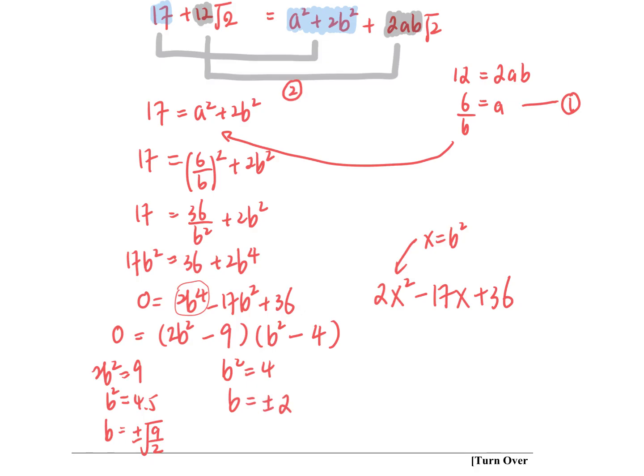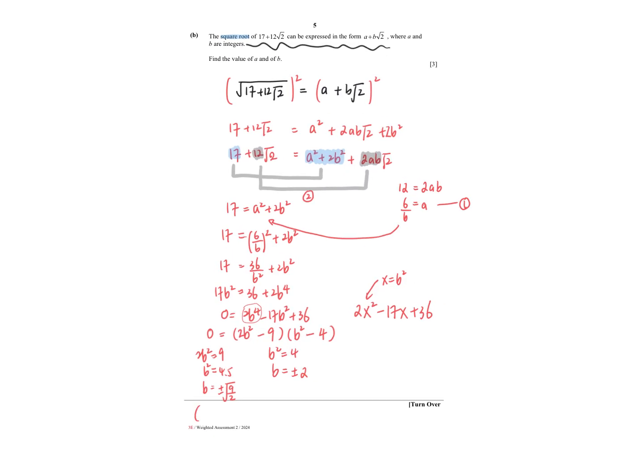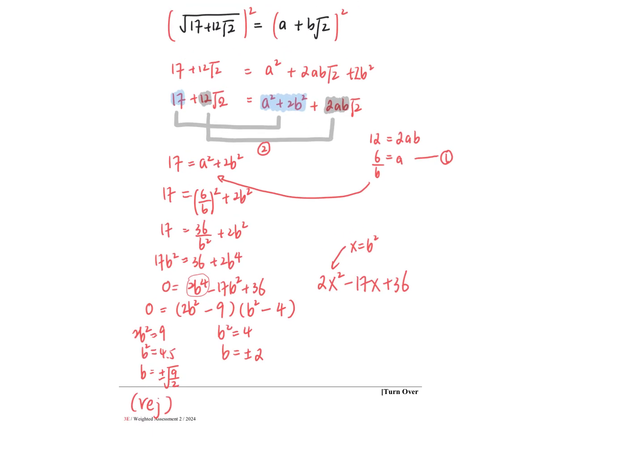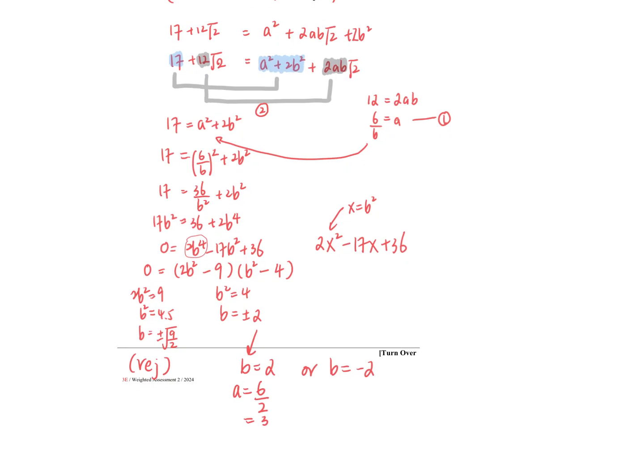Okay, but you look at the criteria of the question. It says A and B must be integers. So straight away, this one reject, because when you square root a decimal, it will not be an integer. So these two answers are out. You are only left with B as 2 or B as negative 2 as the two answers. So go and find A then. So A would then be 6 divided by 2, which is 3.